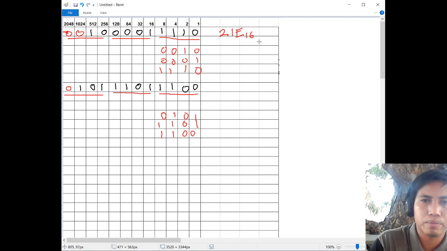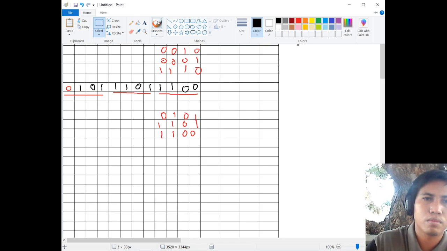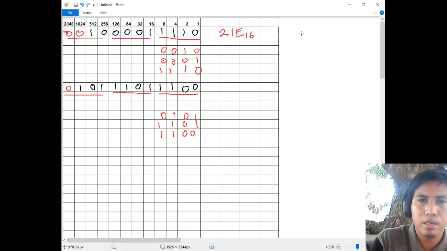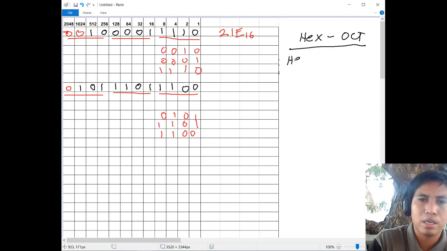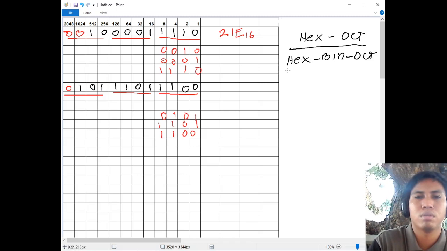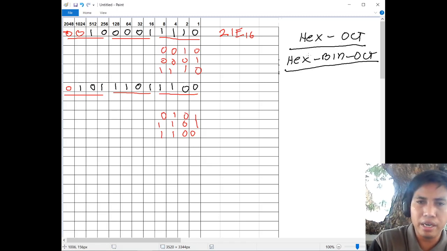And the last one, we have hexadecimal to octal. So if we use hex to octal, the first thing that you should do is, that is actually hex to bin to oct. Okay? Remember this one. If you are converting hexadecimal to octal, you just need to convert the hex first into binary, then octal.